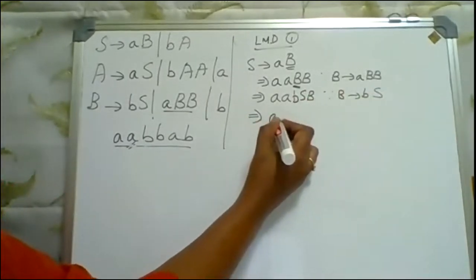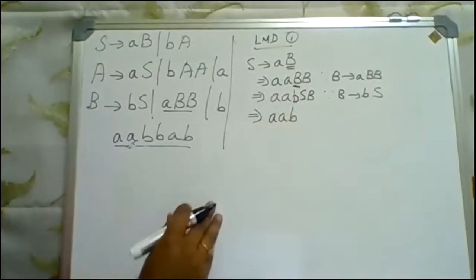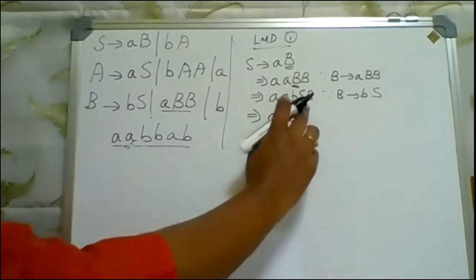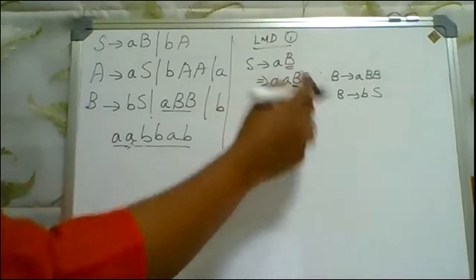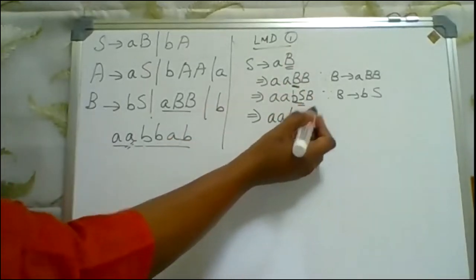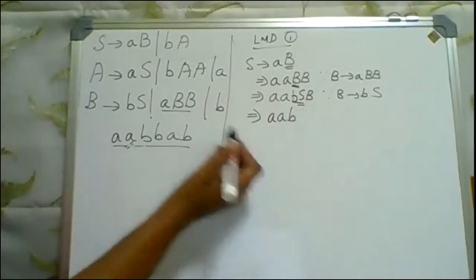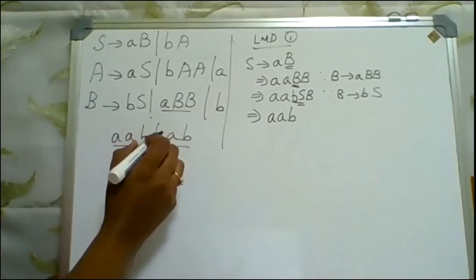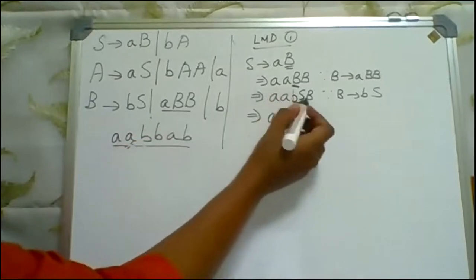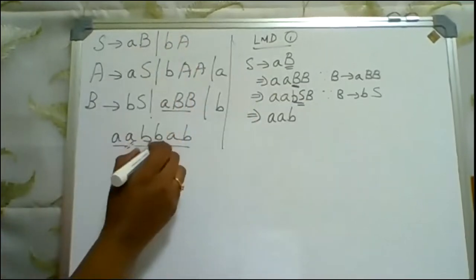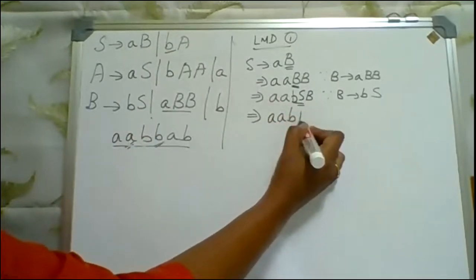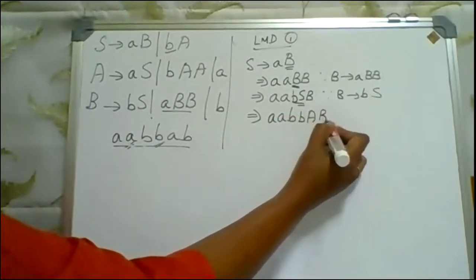The next step, we should replace this S. We have two variables, S and B. Since it is LMD, we should choose the variable S. We need to get the next symbol as B, so S is replaced with BA.